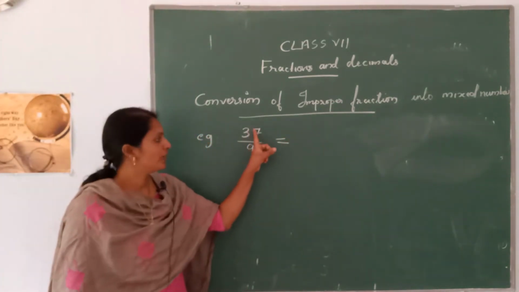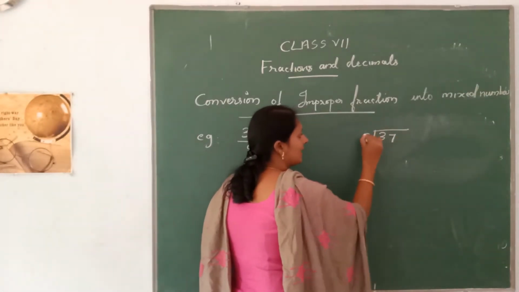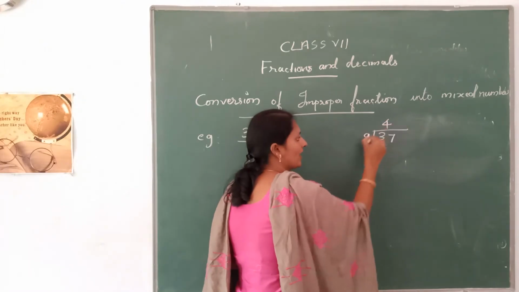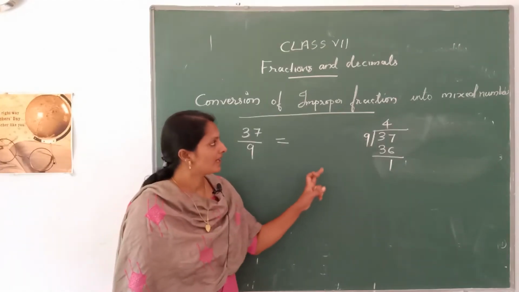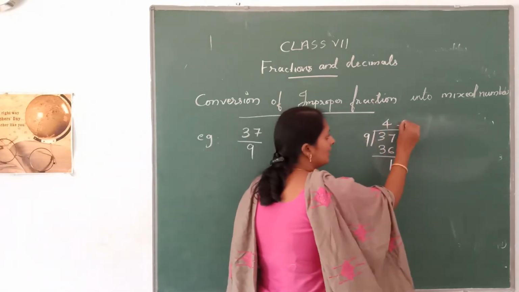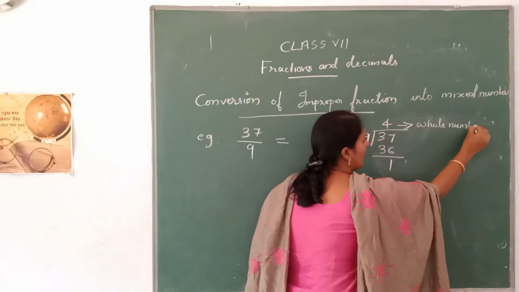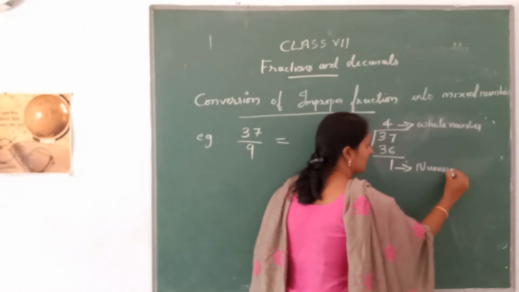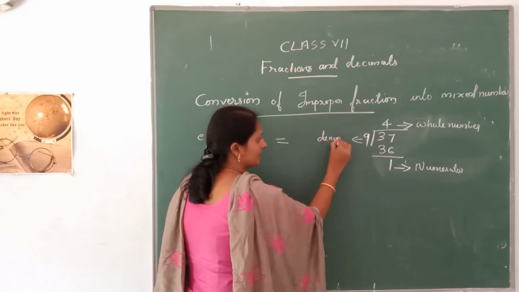We will divide the numerator by the denominator. That is 37 divided by 9. Then how many 9s in 37? That is 4. 4 9s are 36 and the remainder is 1. Then we will convert this into a mixed number. That time the quotient becomes the whole number, and the remainder becomes the numerator, and this divisor becomes the denominator.